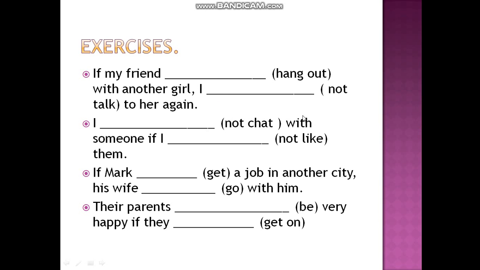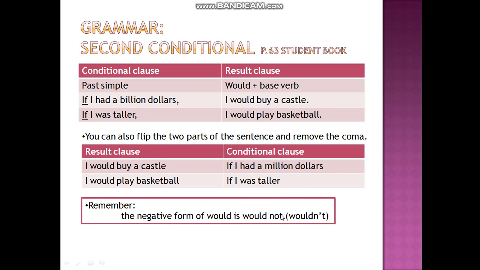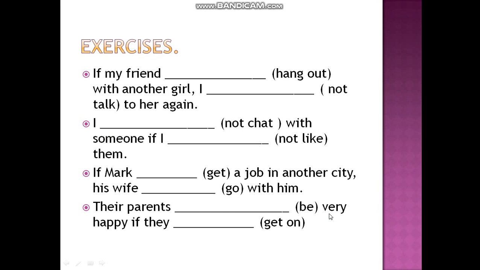the second part of the sentence is would plus base verb. We have not talk, and the negative form of would is would not, wouldn't. So if my friend hung out with another girl, I would not talk to her again. Easy. After the if, past simple; the second part of the sentence, would plus base verb.